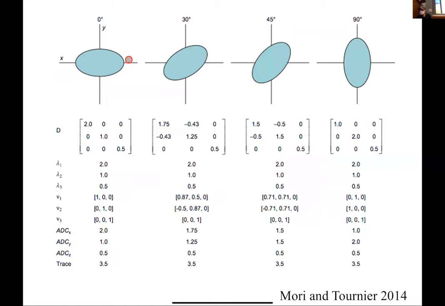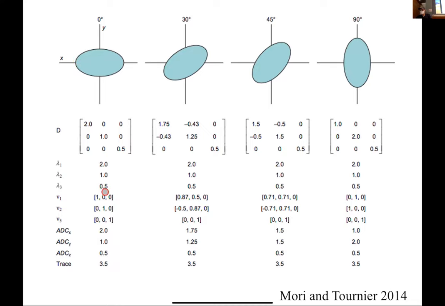This is just showing that, for example, these three all have the same eigenvalues, because they all have the same shape. The only thing that's different is they're rotated. So if you look at their eigenvectors, they're all pointing in slightly different directions. We'll use the eigenvectors to do what's called mapping. We're going to follow the principal eigenvectors to estimate which way water is going, along the principal axis.